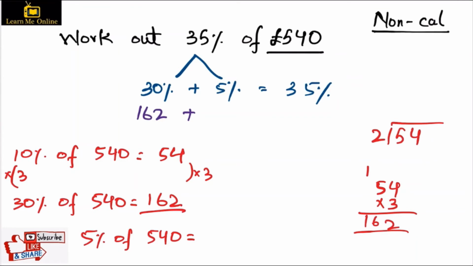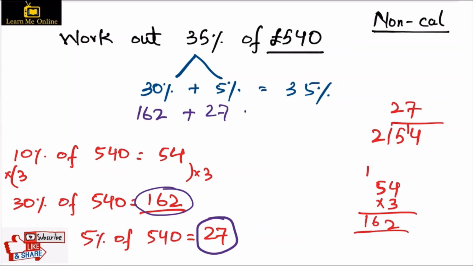So how many 2 makes 5 would be 2 with the remainder of 1. Now it's 14. So how many 2 makes 14 would be 7. So the half of 54 is 27. I'm going to now write it down here. So the 30% is 162. 5% is 27. You'll be getting both the numbers over here.